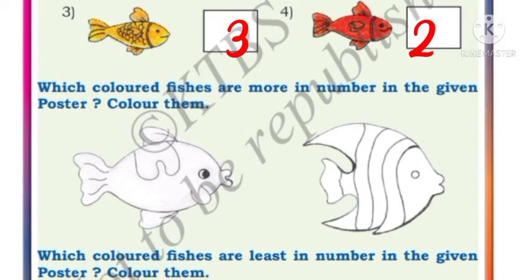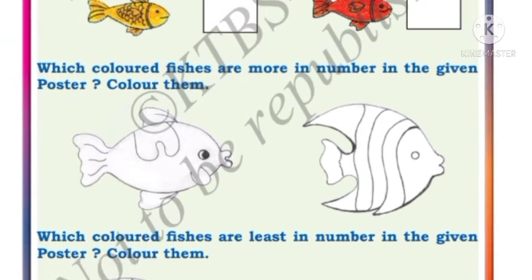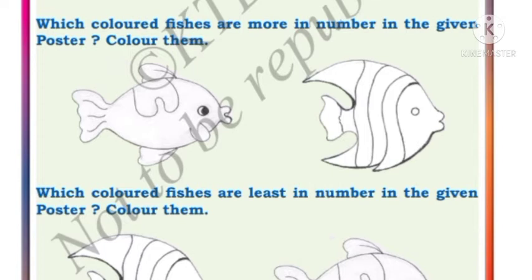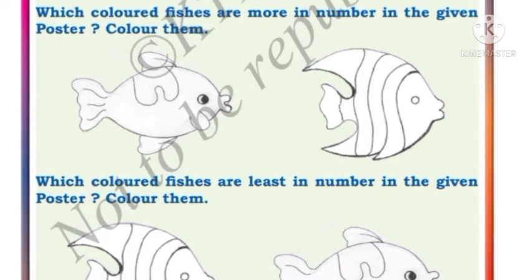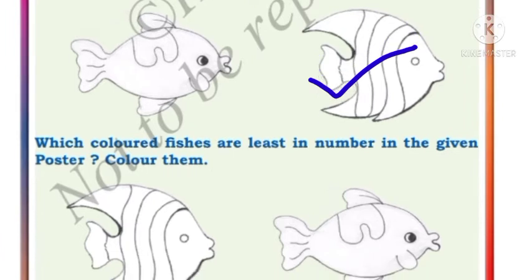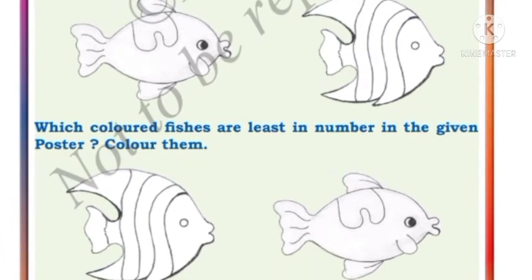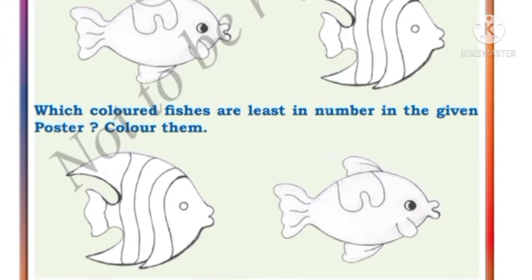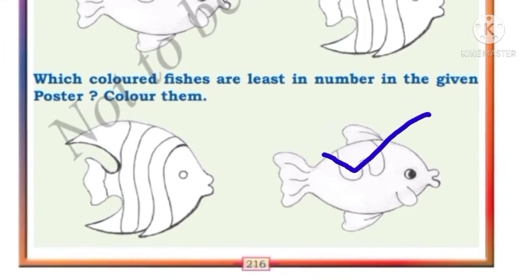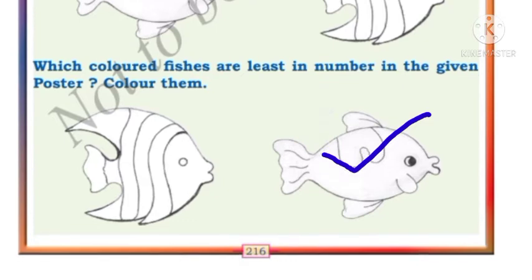Now, which colored fishes are more in number in the given poster? Color them children. Which color fish was more? Red and white color fishes are more. They are 4 in number. So we will color these fishes. Now which color fishes are least in number in the given poster? In the given poster there is a blue fish which is very much less in number.